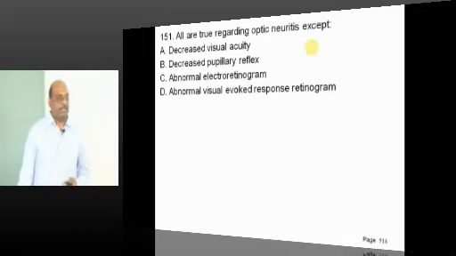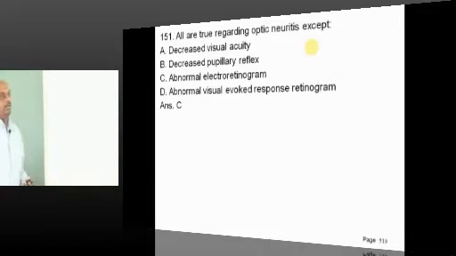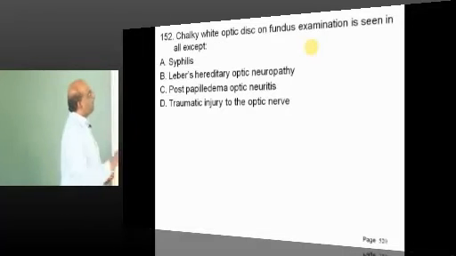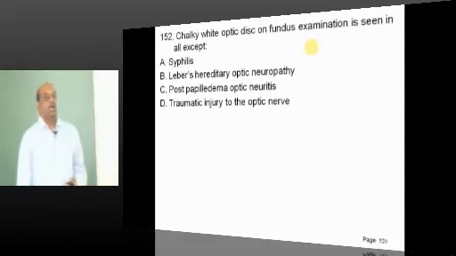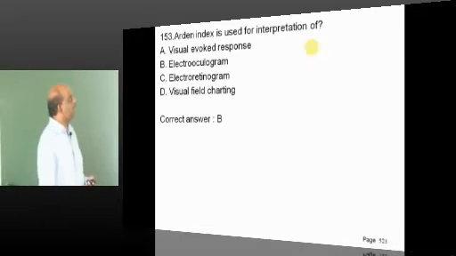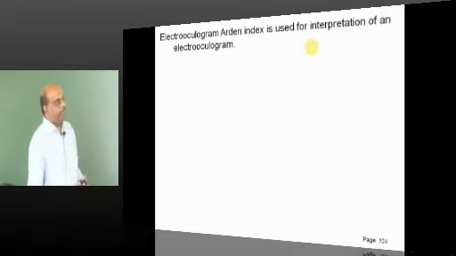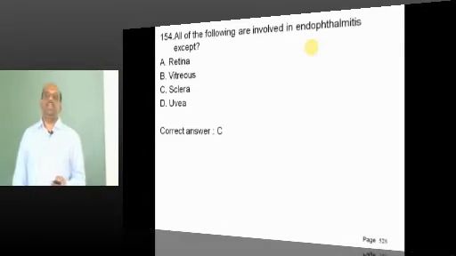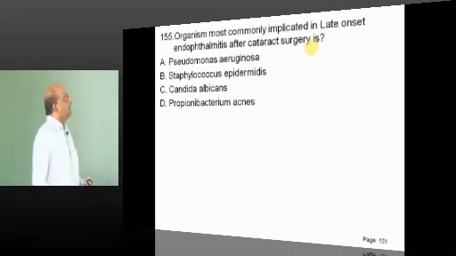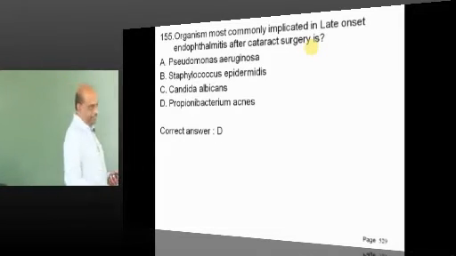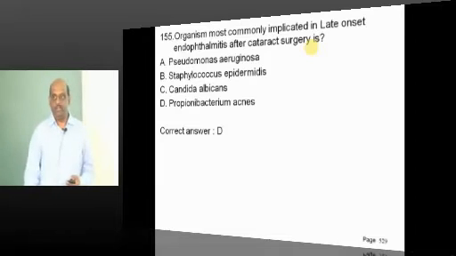In optic neuritis, what is the exception? There is no abnormal electroretinogram because it is mostly post-retinal in pathology. Chalky white optic disc is not a feature of traumatic injury. Arden's index is classical of electrooculogram, we will be using it. Endophthalmitis, there is no scleral involvement in that. Late onset endophthalmitis is generally due to Propionibacterium acnes is what you need to remember.